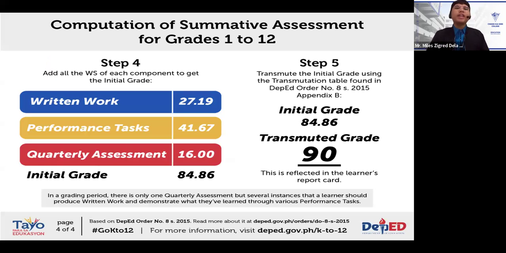We will transmute the initial grade using the transmutation table found in DepEd Order number 8, Series of 2015, Appendix B. So therefore, on the transmutation table, here we are able to see the corresponding grade for an initial grade of 84.86, and the transmuted grade will be 90. That particular 90 is the one we're going to reflect in the learner's report card.